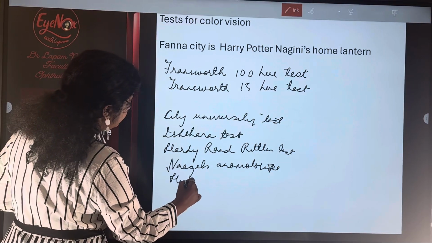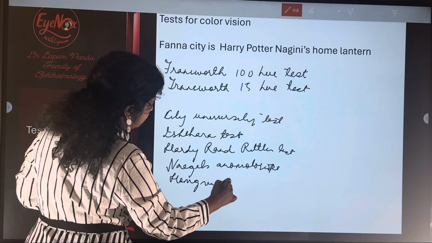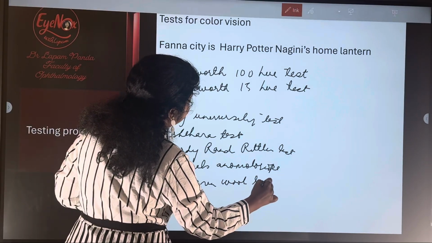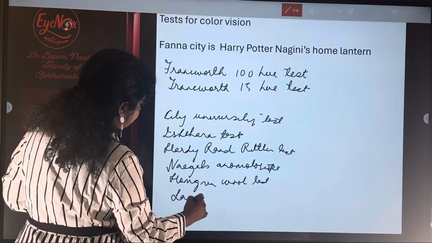Home is the Holmgren wool test. And lantern is the lantern test.